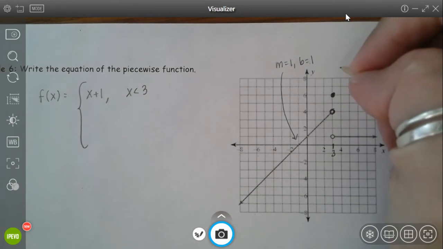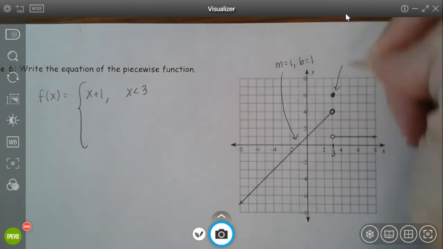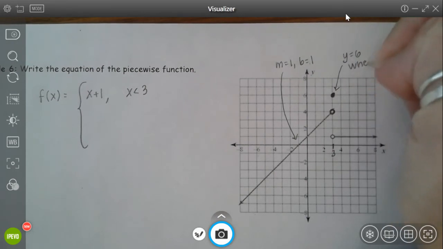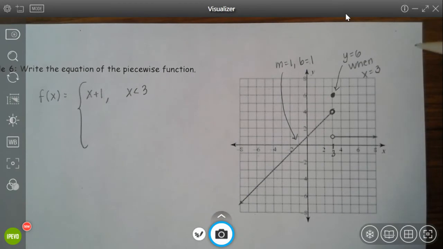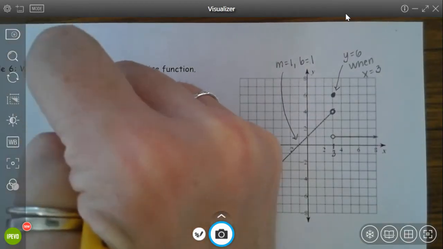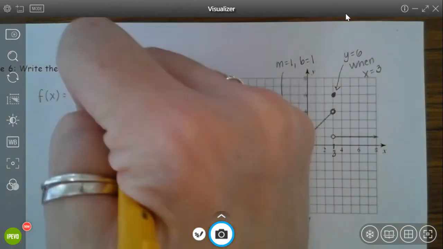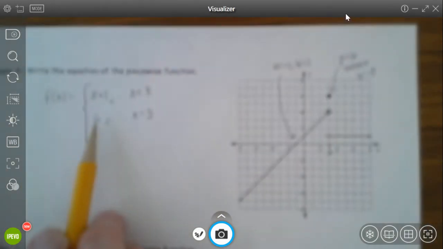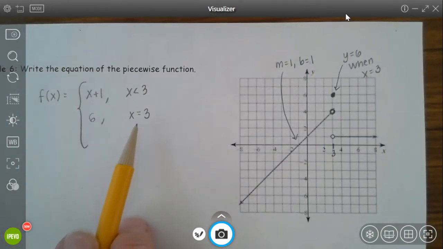Whenever you see a point, this is basically saying that this is a y value of 6 when x is 3. So the way that we would write that in our piecewise function is we would say f of x is equal to 6, comma, x is equal to 3. So this is saying f of x, or y, is equal to 6 when x is equal to 3.